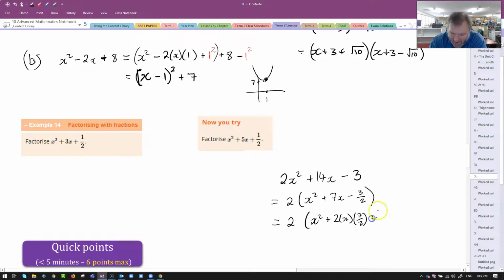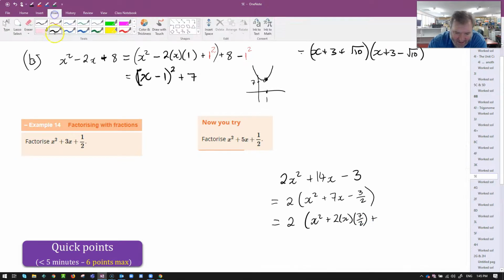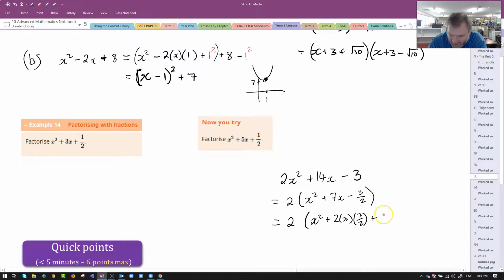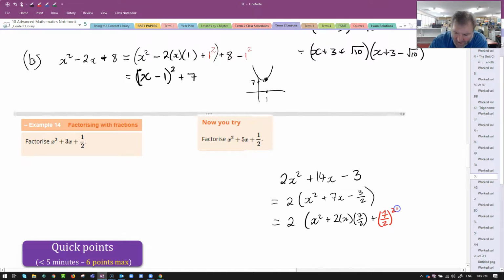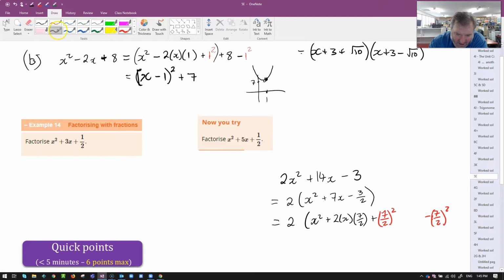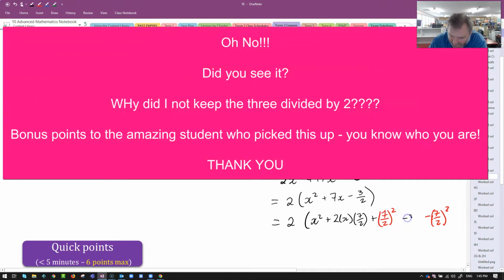What number do I add on? That's right, I've got to complete that square. That's got to be 7 over 2 squared. I better take that away again. I don't want to forget to take that away again. But I'll leave a gap there because I know that I've still got my other part of that original equation, the minus 3.